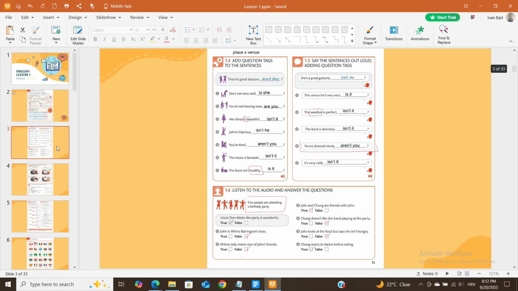Tip: question tags are mostly used in informal situations. Add question tags to the sentences. They're good dancers, aren't they?